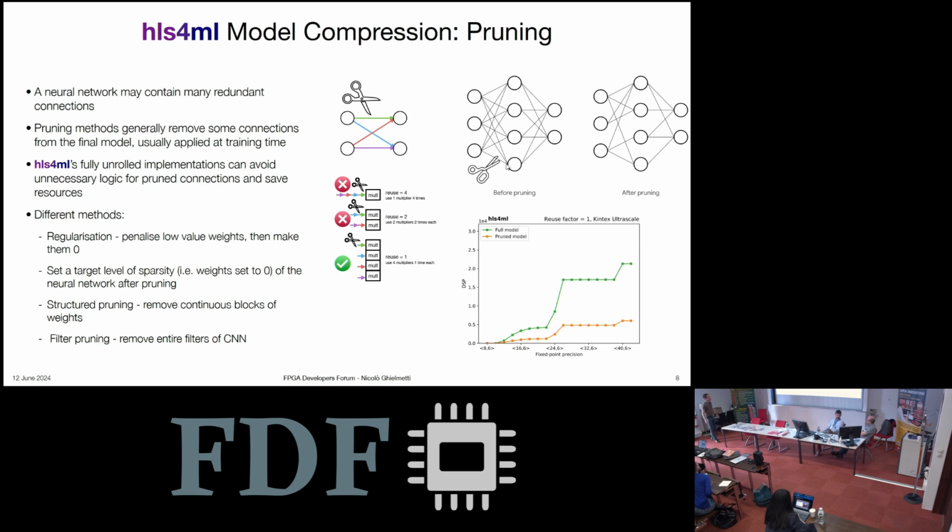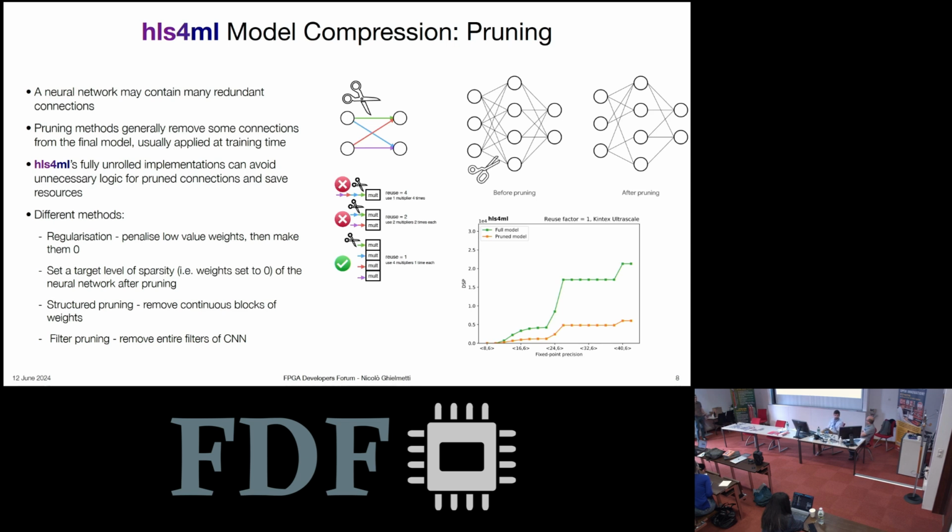Another technique is pruning. Pruning is basically the idea of removing redundant connections, redundant weights in the network. There are many different ways to perform pruning. We'd just like to mention two of them. One is regularization, that is a typical way of penalizing weights during the training. Another one is structured pruning that aims at removing contiguous blocks of weights.